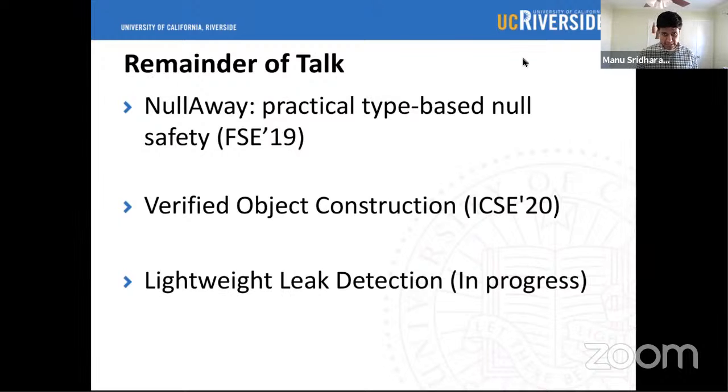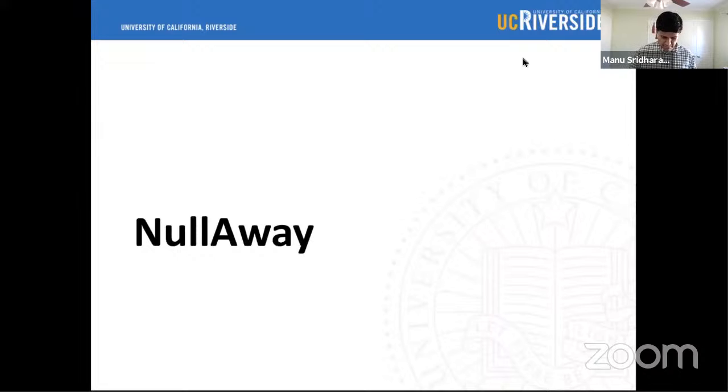I'll first talk about NullAway, which is the work that we did at Uber on practical type-based null safety. Then I'll talk a bit about some more recent work on verifying complex object initialization patterns. And finally, I'll talk about some work that's still in progress on using similar pluggable type system techniques to prevent resource leaks in Java programs. So let me start by talking about NullAway.